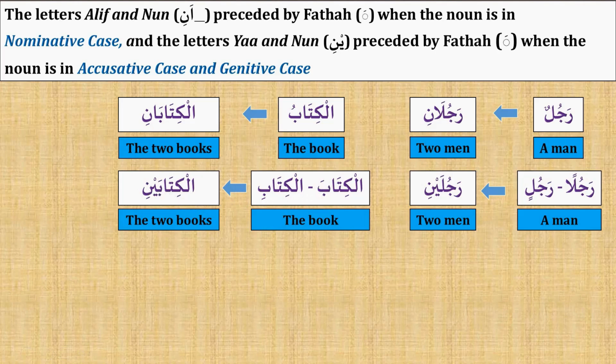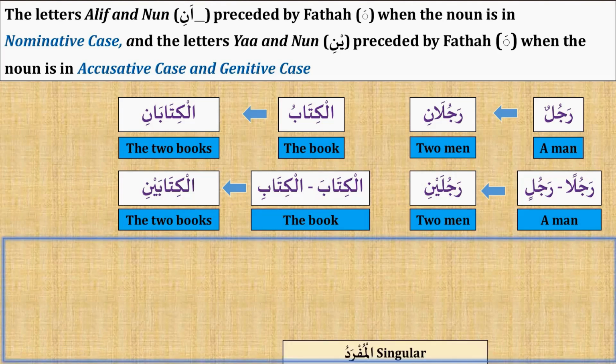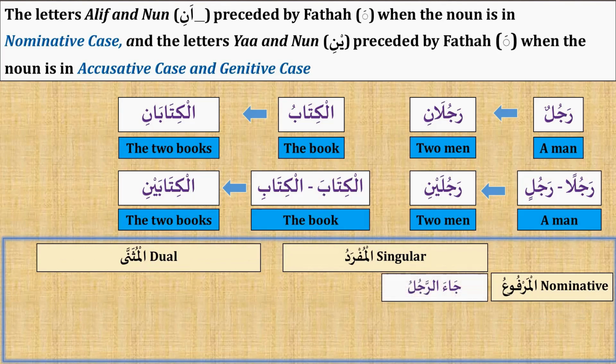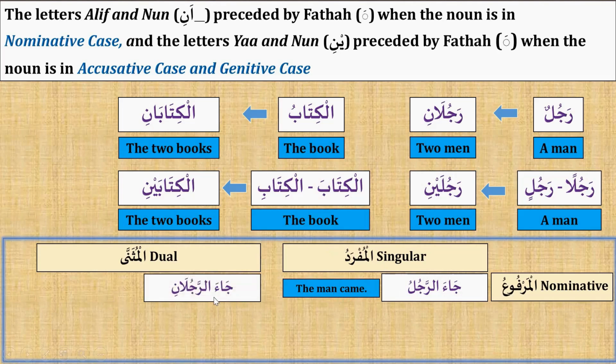Now let's learn how to use them in a sentence. المفرد singular and المثنى dual. The first case is مرفوع nominative case. Example: جاء الرجل, the man came. It ends with ضمة in nominative case. And المثنى dual: جاء الرجلان, the two men came. It ends with alif and nun. In nominative case, it ends with alif and nun.